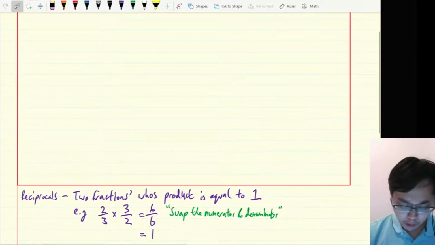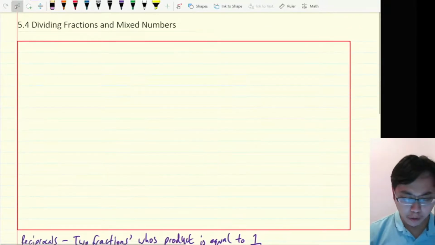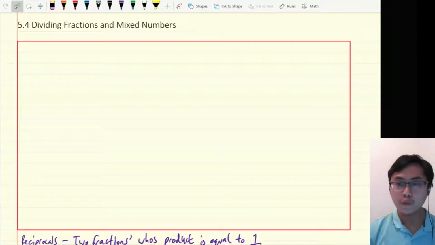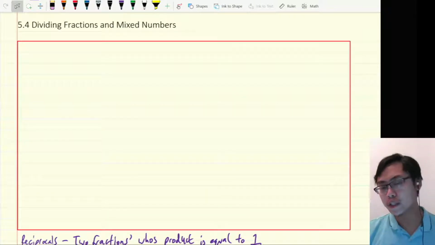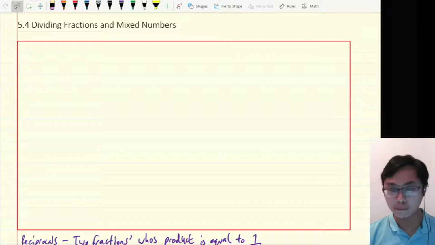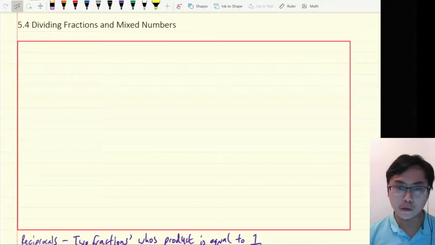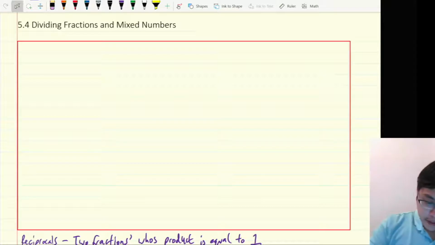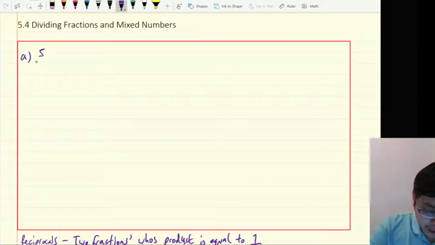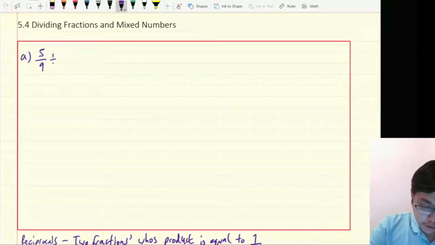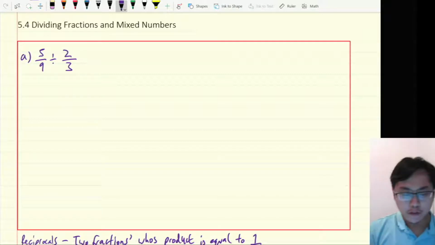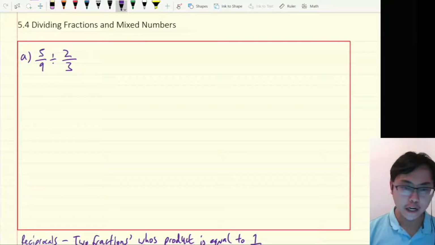So why do we need to know about reciprocals? Because when we need to divide fractions, we need to multiply by its reciprocal instead. So let's go into our first example, dividing a fraction by a fraction. Let's go into A. Let's say that I have 5 over 9, a fraction, and I wanted to divide it by another fraction, 2 over 3.